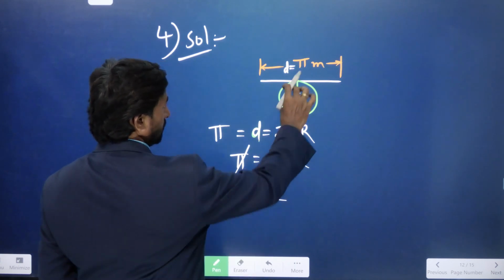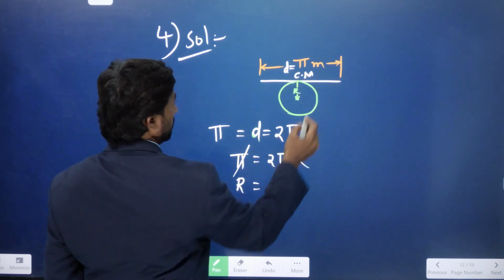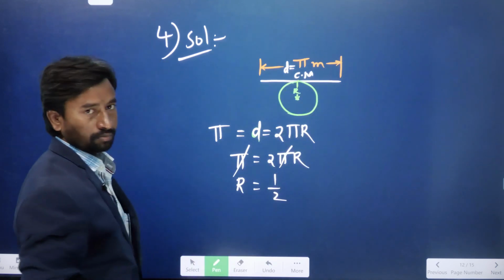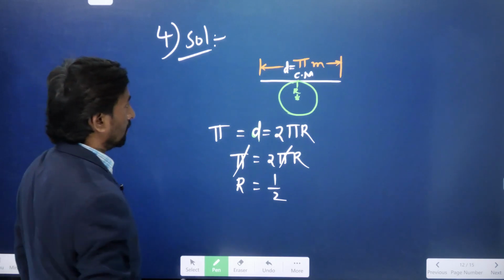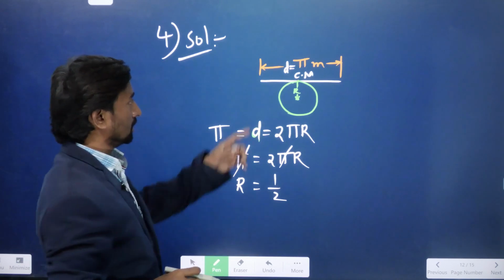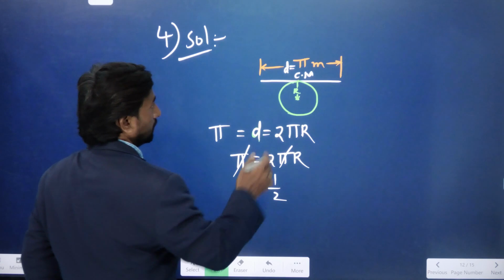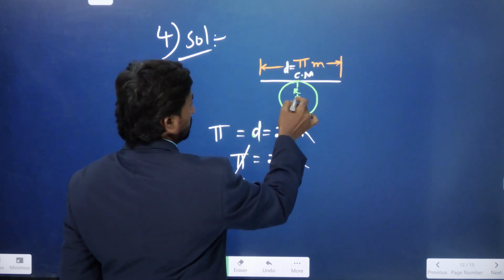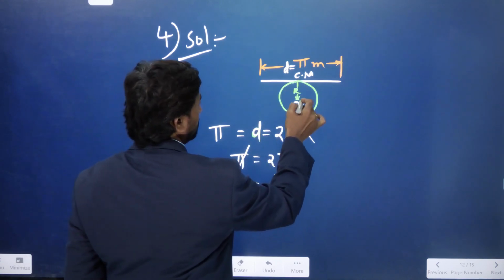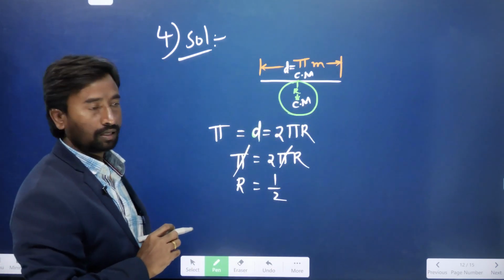Initially the center of mass will be here at the midpoint, that is at pi by 2 distance, pi by 2 meters it was there. Now after bending that wire into the circle, it will be shifted to the center of the circle.